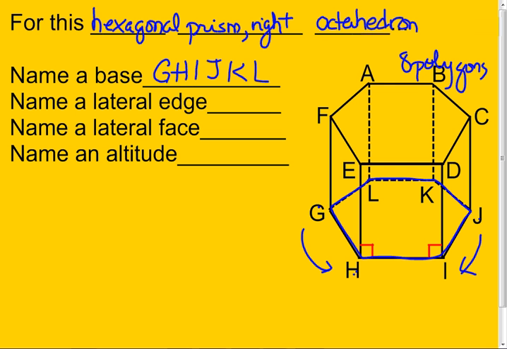Okay, a lateral edge. H-E, is that a lateral edge, you guys? Yes. Because it's the edge formed with one of the lateral faces. There's a whole bunch of them. How many are there? 6. And don't I need to put a little line there? Yes. Line segment, actually.